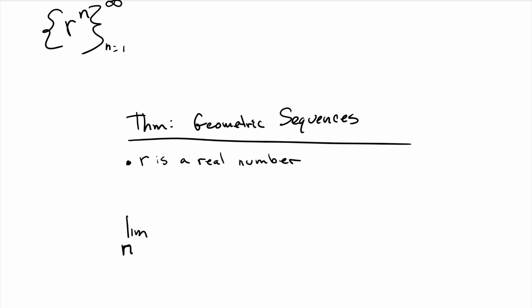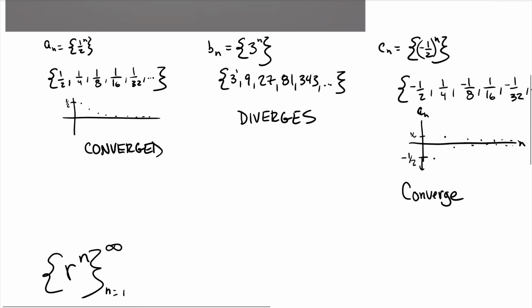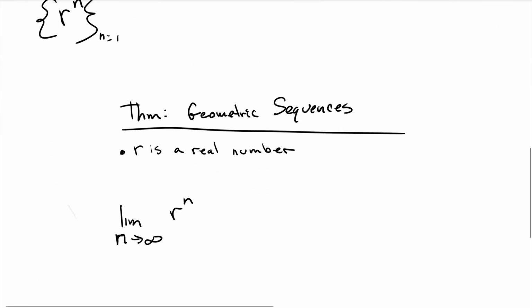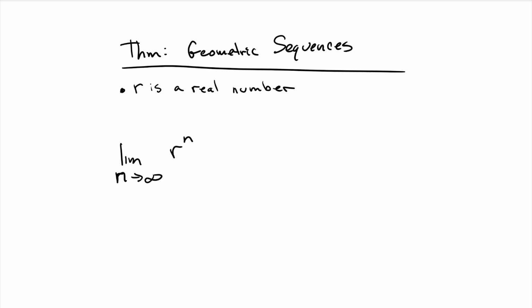The limit as n tends towards infinity of r to the n. Just some number, like up above. Our r was a half, then it was 3, then it was negative 1/2, then it was negative 5. That's the r we're talking about. This is going to equal one of three things: 0, 1, or DNE. One of the three things.